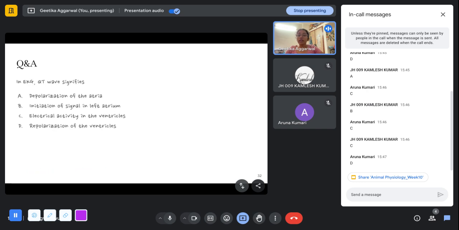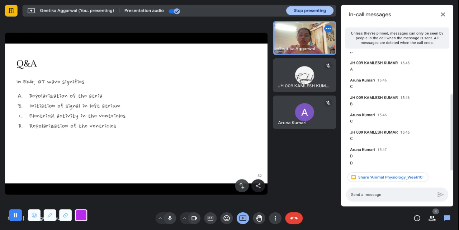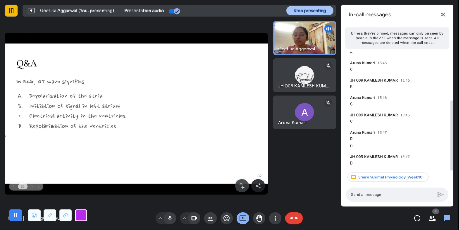Okay. Moving on, in an EKG, the QT wave signifies what? So in an EKG, what does the QT wave signify? No, actually the QT wave does not signify the repolarization, it signifies the electrical activity in the ventricles. It's the T wave itself that signifies the repolarization. But the QT segment is not for repolarization, it's for the electrical activity in the ventricles.